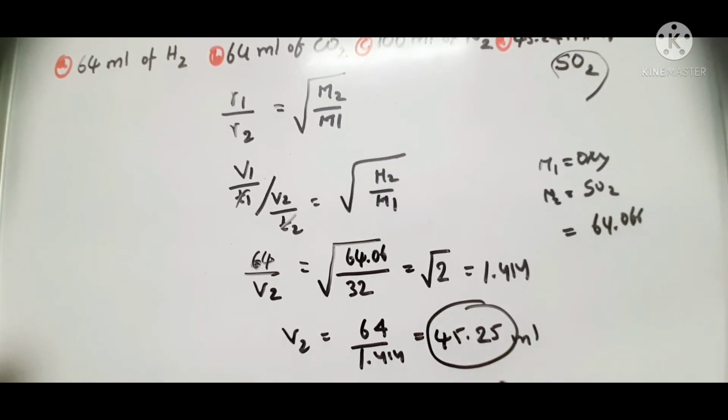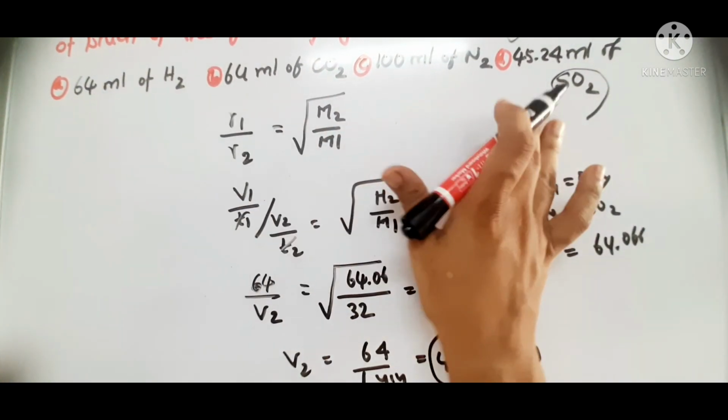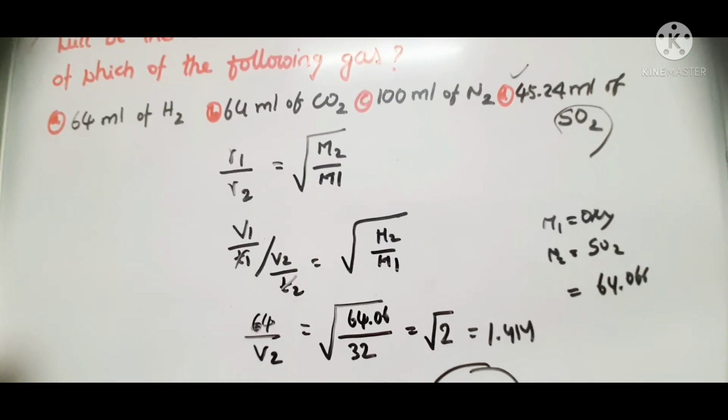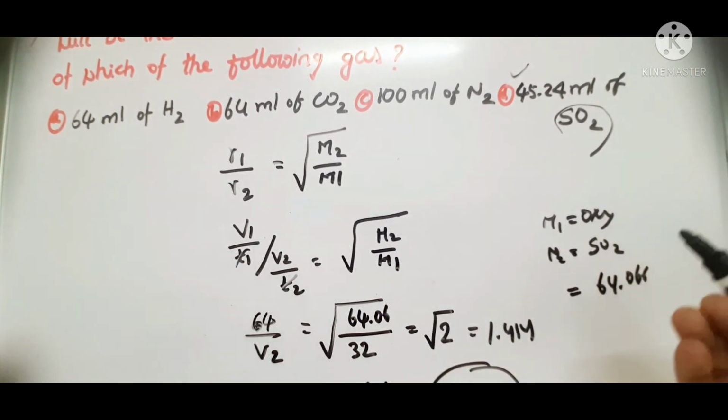You have to calculate for everyone, but with IQ you can think like these two will not be the answers, these two will be the answers. In between the two also, 100 ml of N2 is lighter than oxygen, so it has more volume. Here SO2 is heavier than oxygen, you will have the better value in square root. Think like that. Okay, these are the possible questions which covered all the relations in Graham's law of diffusion.